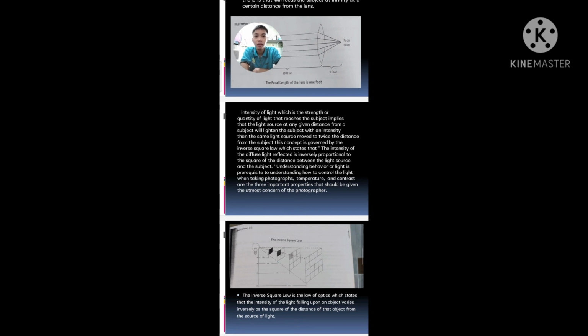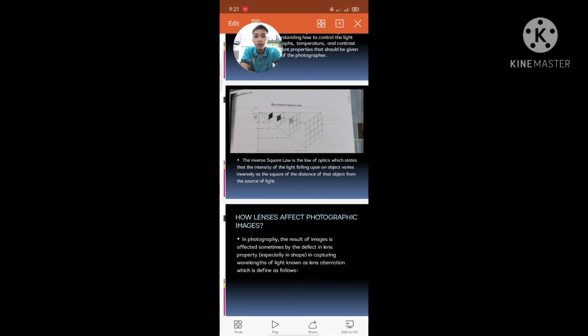Understanding the behavior of light is a prerequisite to understanding how to control the light. When taking photographs, intensity, temperature and contrast are the three important properties that should be given the utmost concern of the photographer. The inverse square law is the law of optics, which states that the intensity of light falling upon a subject varies inversely as the square of the distance of that object from the source of light.